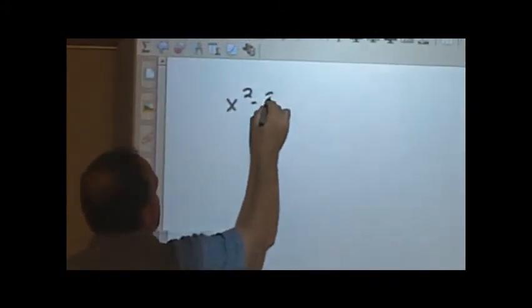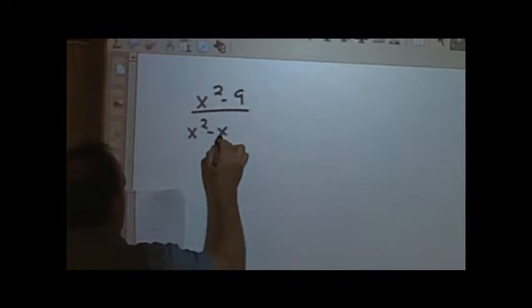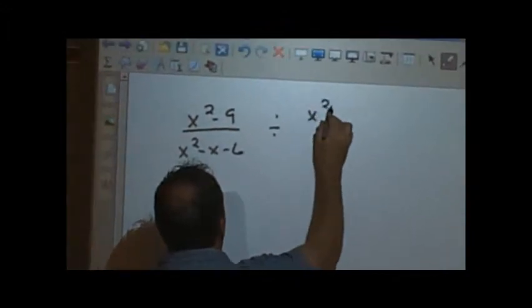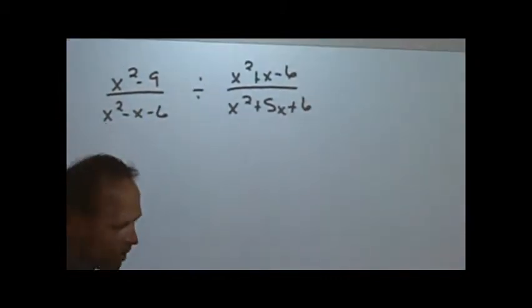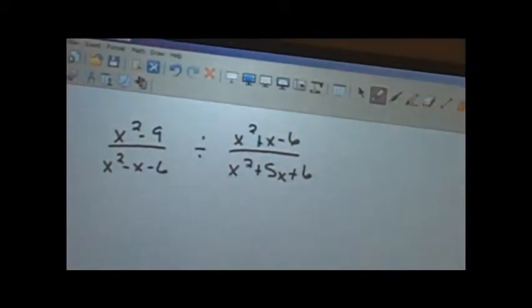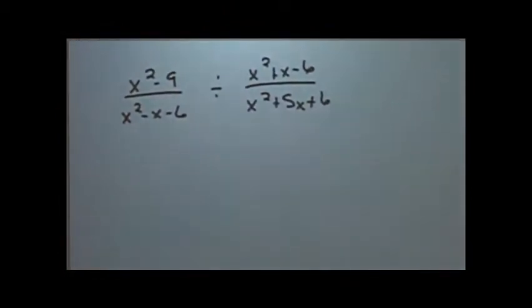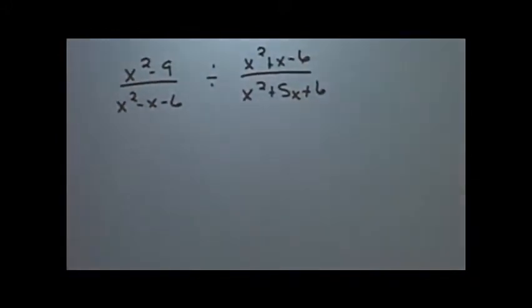X squared minus 9 divided by x squared minus x minus 6, divided by x squared plus x minus 6, divided by x squared plus 5x plus 6. Alright, so now we have a fraction multiplied by a fraction, but we know they're both rational expressions because they have polynomials in the numerator and the denominator of both. So again, before we try to get an answer or before we try to cancel things down, we've got to take each numerator and break it down before we do that even.